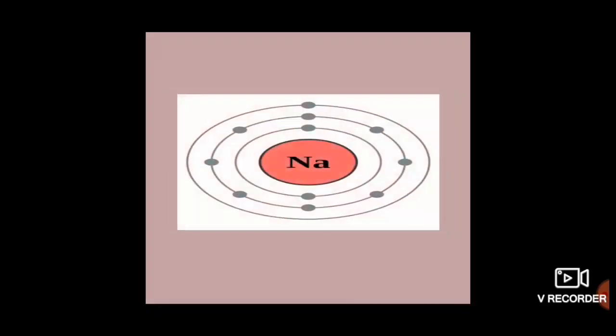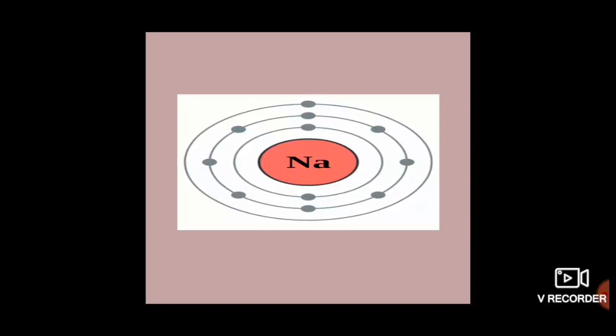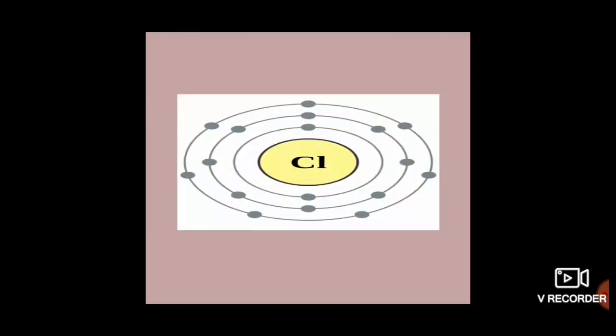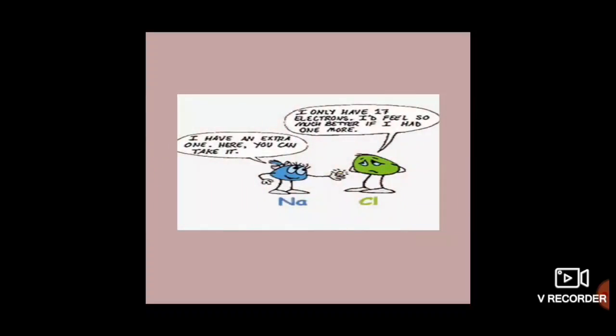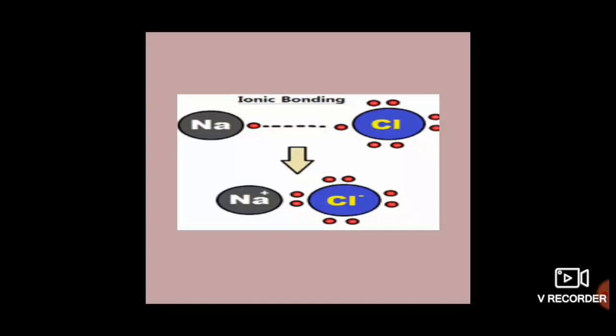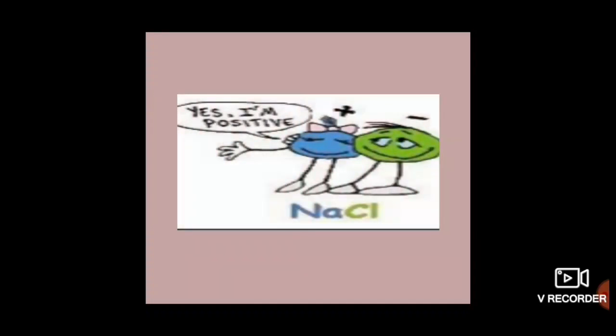So we have Na, that is sodium, which has 1 valence electron, and chlorine has 7 valence electrons in its outer shell. Now chlorine needs 1 electron to become stable, and if sodium loses its valence electron, it becomes stable. Thus, sodium transfers its valence electron to chlorine, forming a stable compound NaCl. Oh, they are so happy.